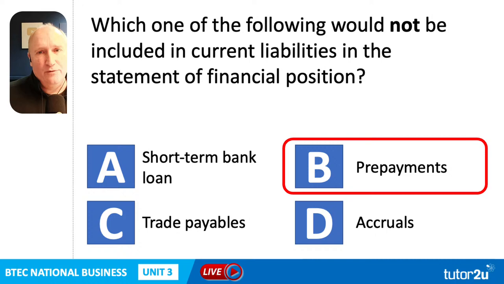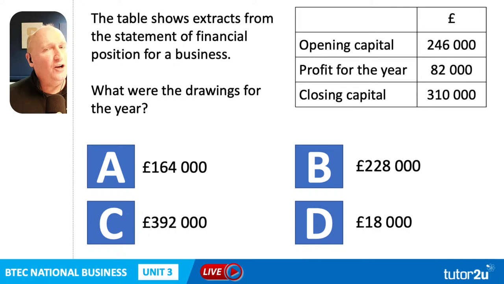So no problem. Okay, now this is quite a hard question as well, so let's take our time on this. The table there shows some information taken from the statement of financial position. Now, from that information, can you tell me what the drawings were for the year? If you know what drawings were, you should be able to work it out. Let's spend a bit of time on that.